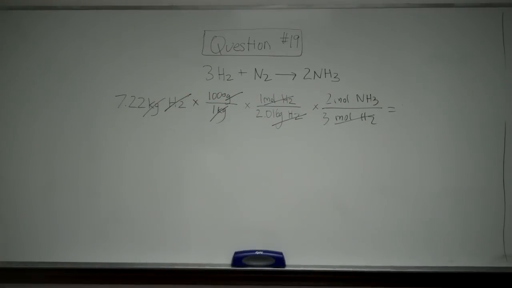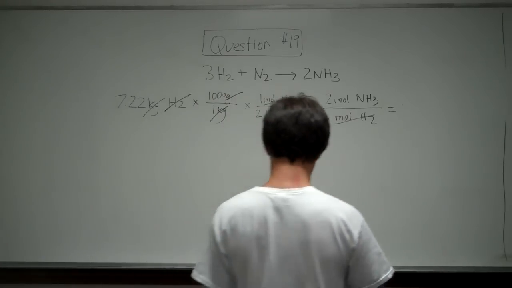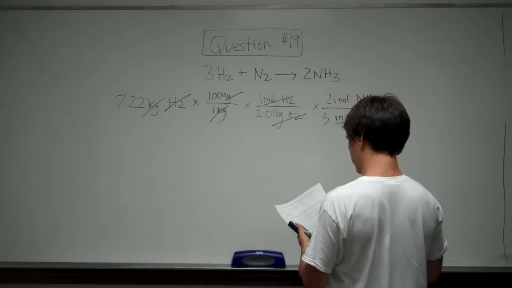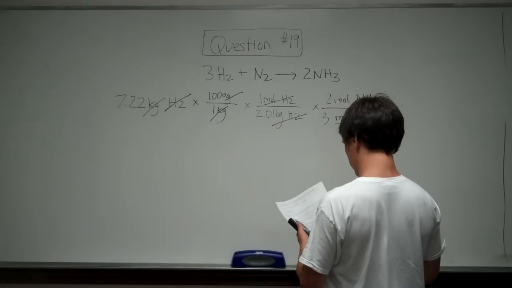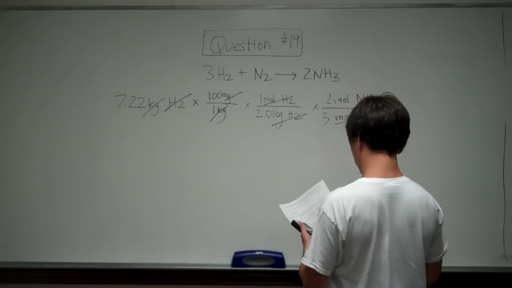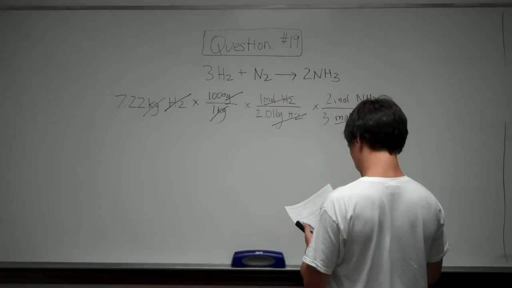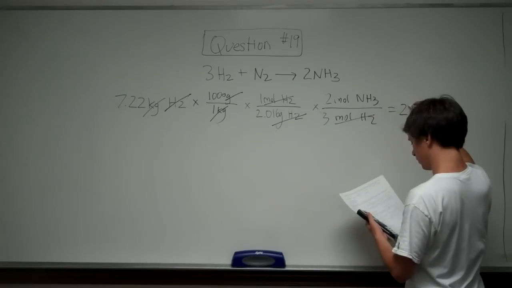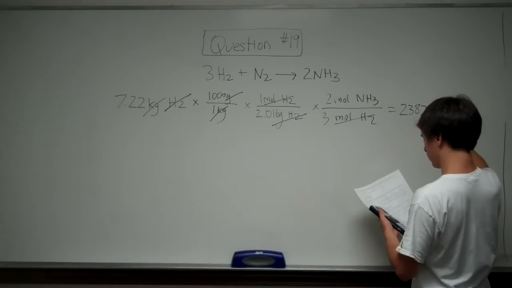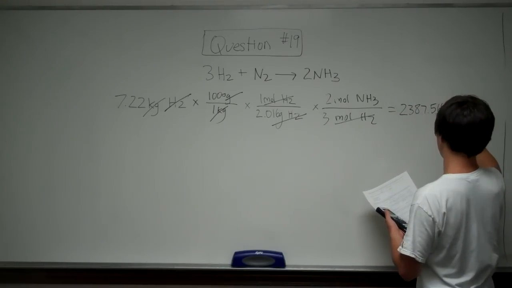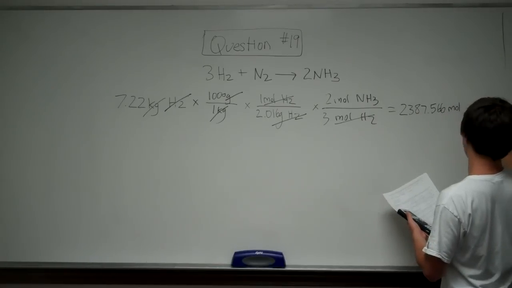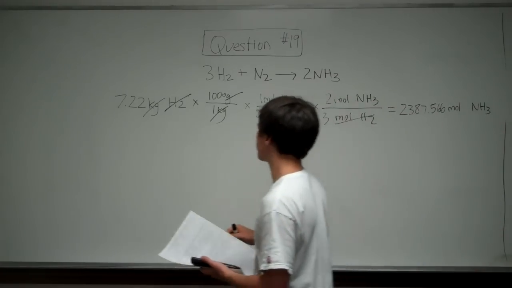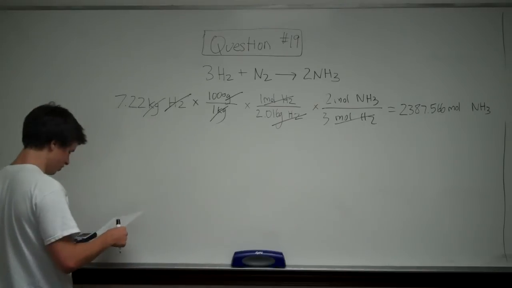Okay, so let me just grab my calculator real quick. This is going to give you 7.22 times 1,000 divided by 2.016 times 2 over 3, which gives you 2,387.566 moles of ammonia. Okay? So now let's check out the other reagent.